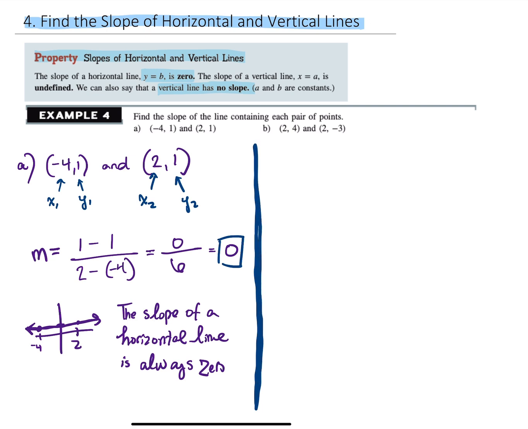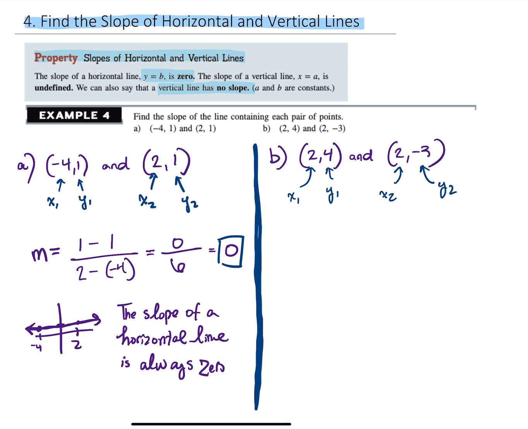So let's look at part B. Now our 2 points are (2, 4) and (2, -3). Notice this time the x values are repeated. So the 2, we can call this our x1. This will be our y1. This will be our x2. This will be our y2.